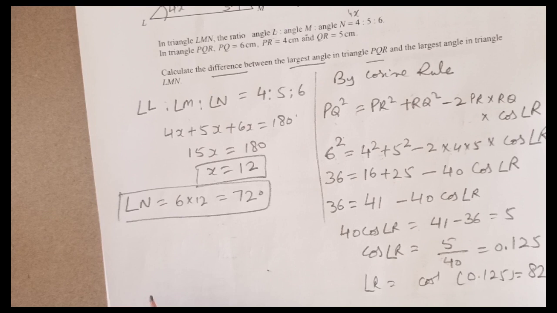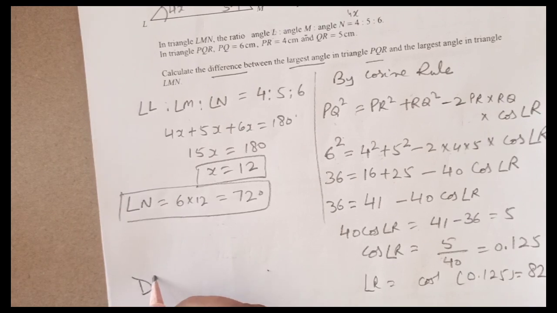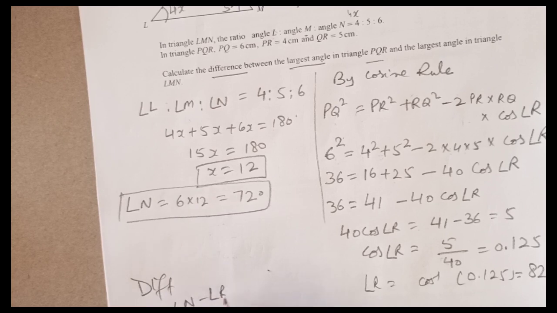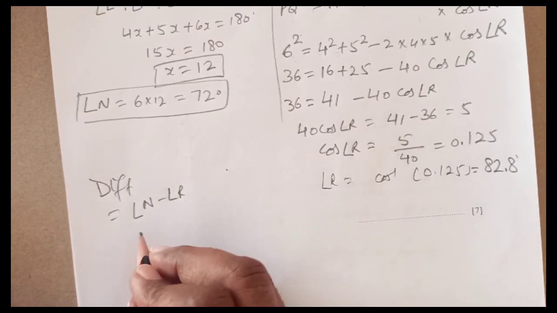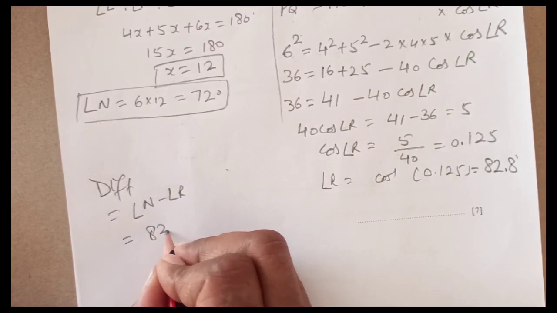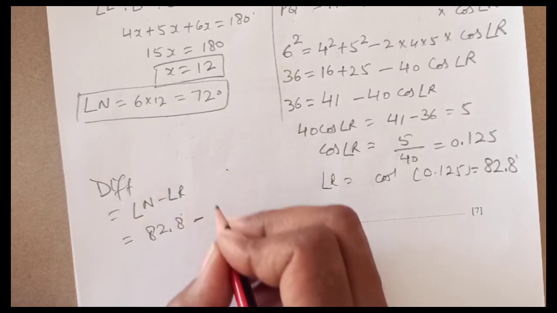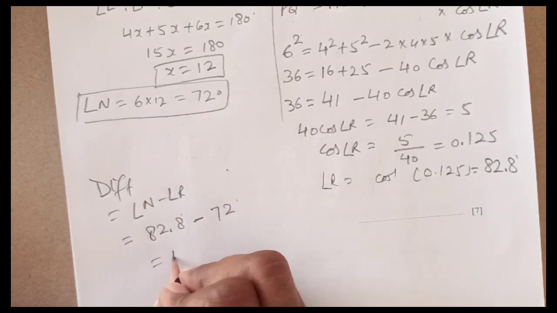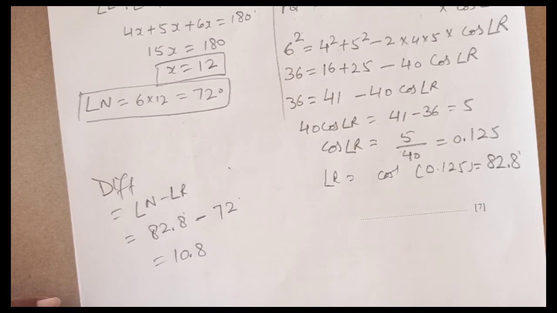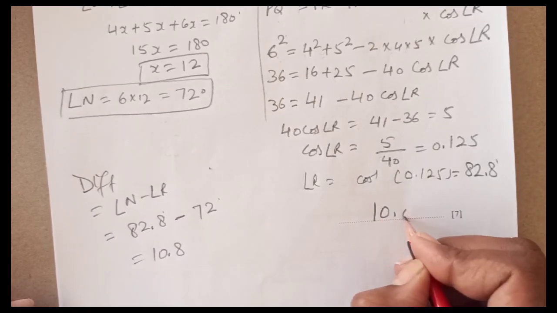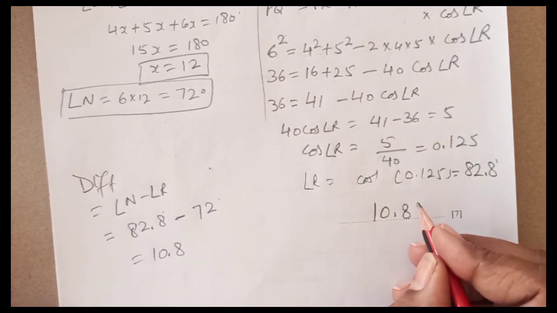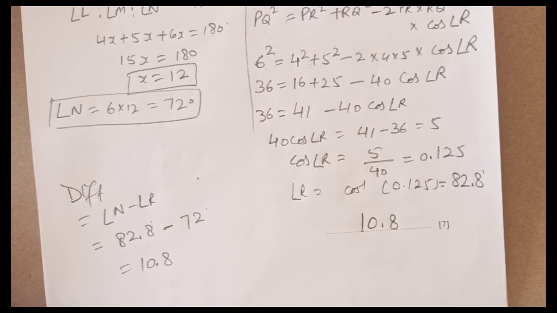Now we are looking for the difference. So the difference is going to be angle R minus angle N. Angle R is 82.8 degrees minus this one, 72. So this is 10.8. So the final answer is 10.8, right? That's the difference.